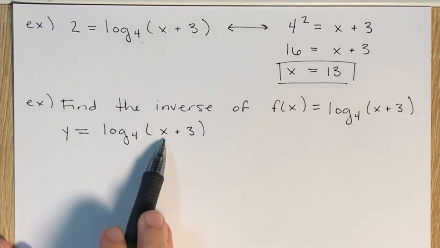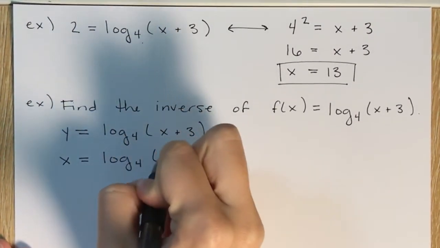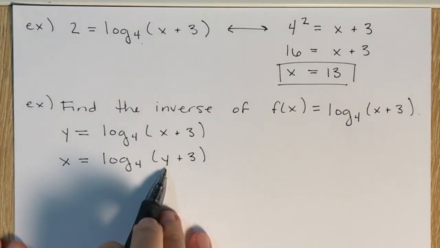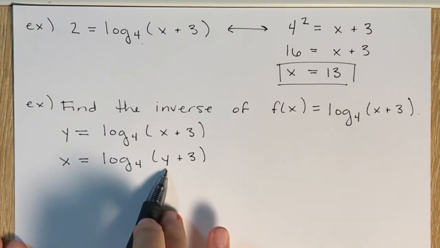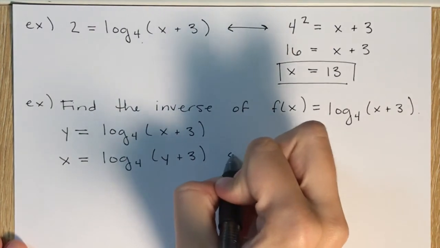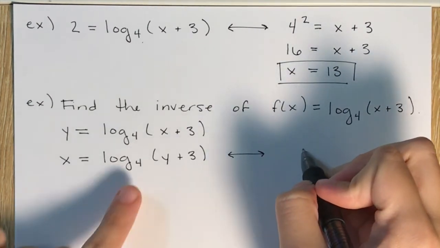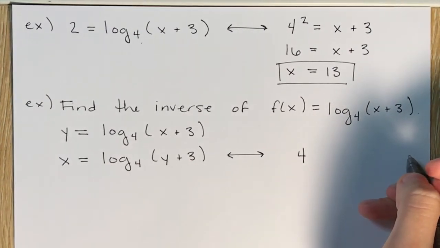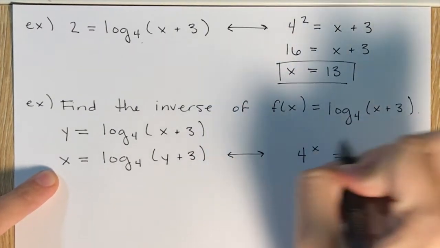We swap input and output, right? So x equals log base 4 of y plus 3. Now we want to solve for y. That's our next step. In order to solve for y, we need to get it outside of the logarithm. So normally our best bet there is to swap to exponential form. We swap to exponential form, we're going to have a base of 4. Our input is y plus 3, so that will be our new output. And our output is x, so that will be our new input.